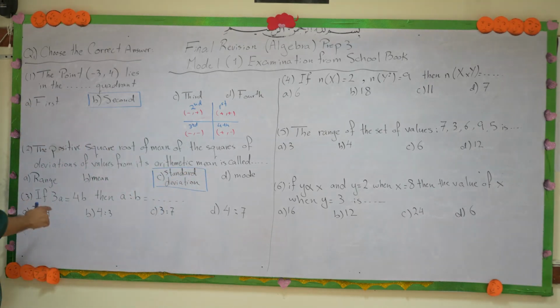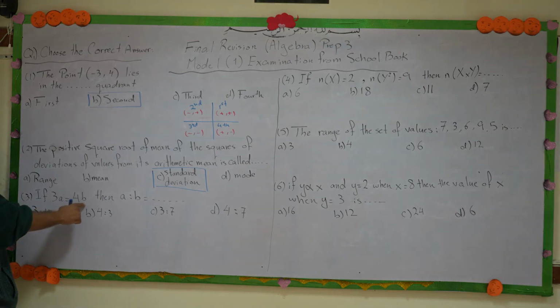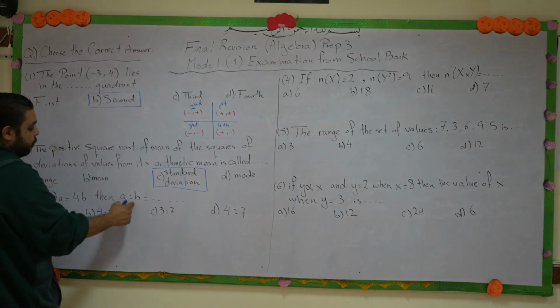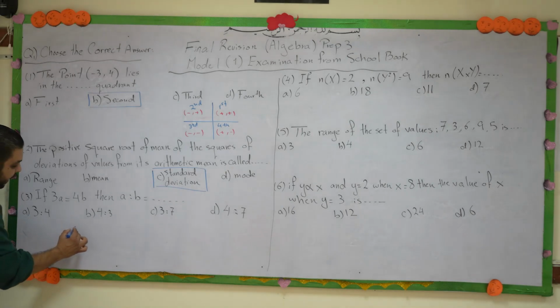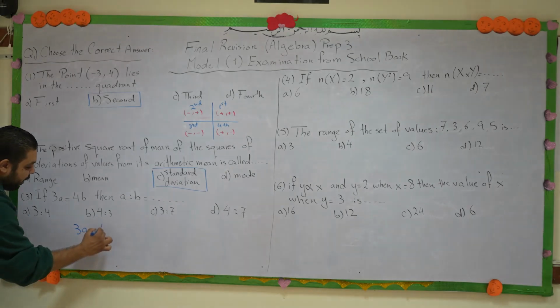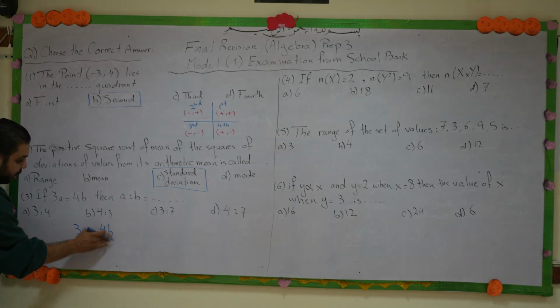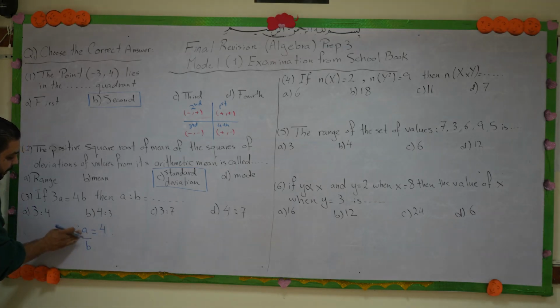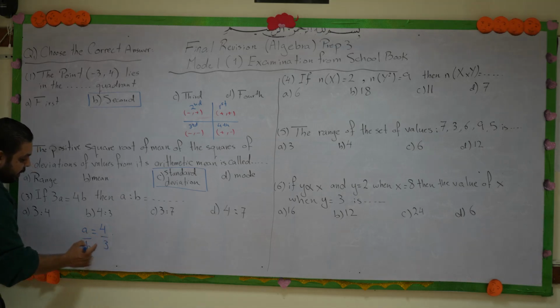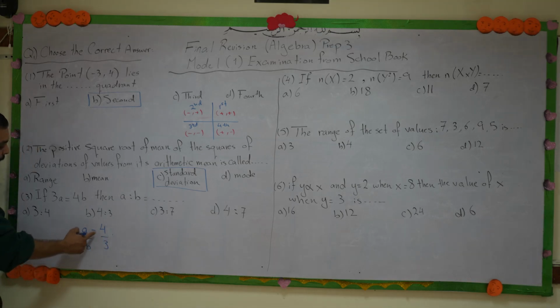Number 3, if 3a equals 4b, then a to b equals? We know that 3a equals 4b. I can move b to the other side by division, and move the 3 to the other side by division. So a to b will equal 4 to 3, which is the answer B.